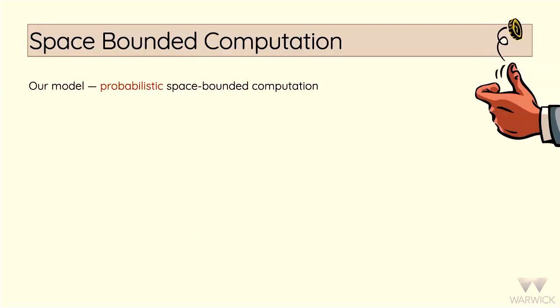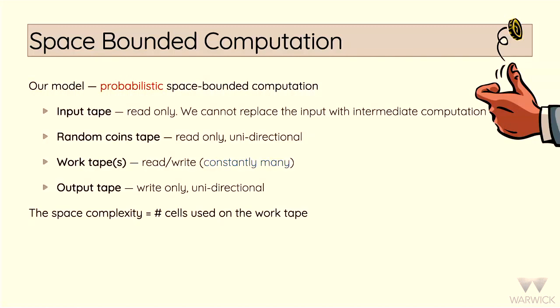Okay. So just a brief mention of the model. We consider the standard probabilistic space-bounded computation model in which we have an input tape, which we're not allowed to touch, the random coins tape, which is initialized with independent and uniform random coins, and the work tape or work tapes. This is the only place we're allowed to do intermediate computations. For example, if you want to remember the coins we have tossed, we need to store them in our work tape. Okay, and if we want to output a value rather than accepting or rejecting, we can also have an output tape.